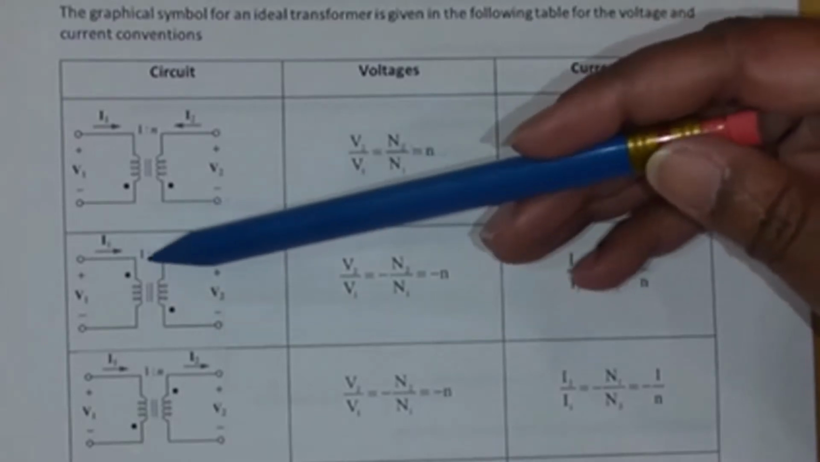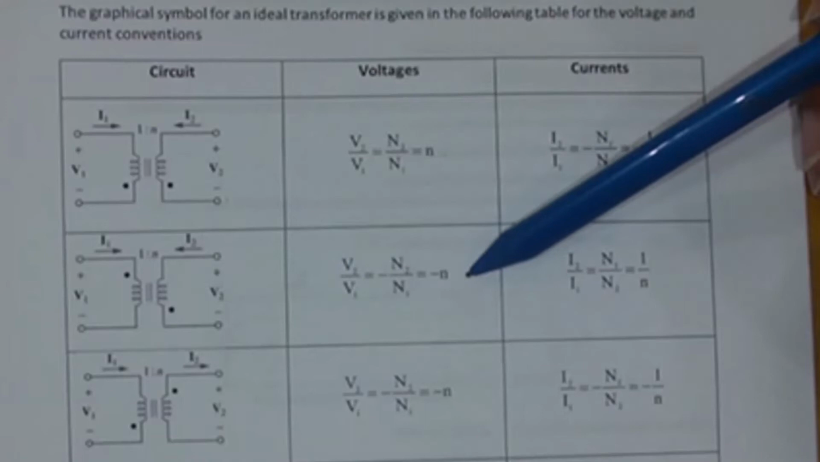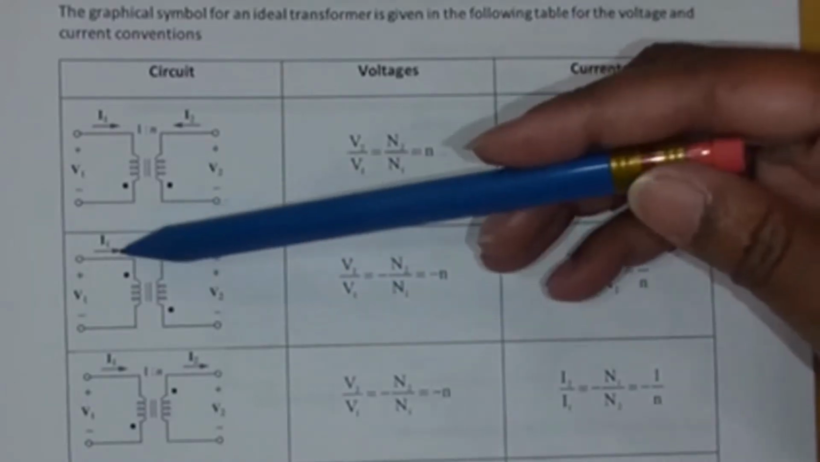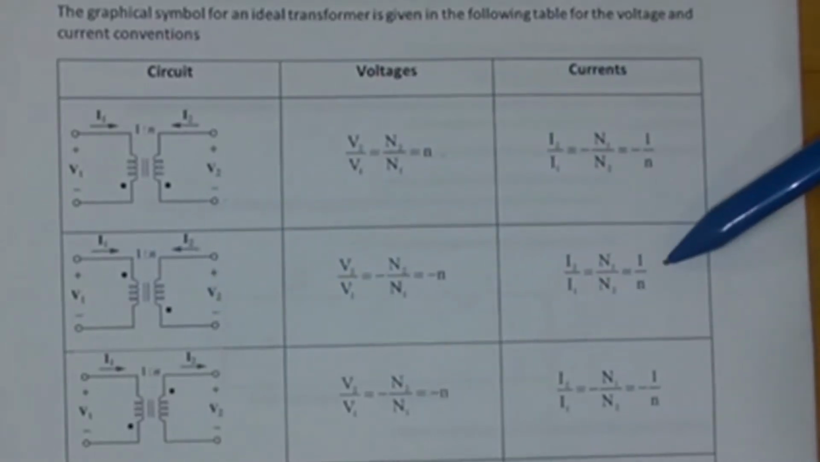Here, one voltage is positive at the dot, the other voltage is negative at the dot, so that relationship is negative. The currents, one goes in, one exits, so the current relationship is positive. Is everybody following me here?